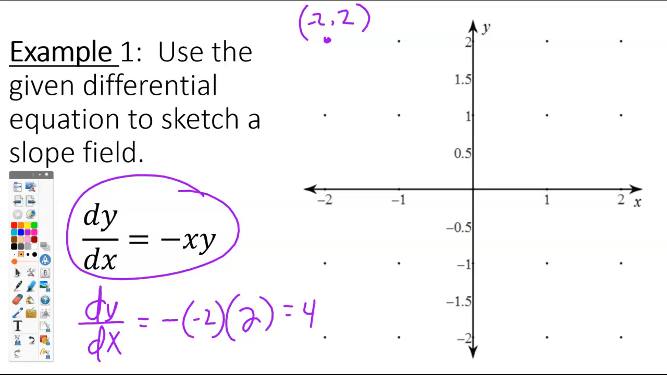Now, here's what I want you to notice. First of all, it's positive, right? So it's going to have an upward to the right slope. So as we go to the right, it's going to slope upwards. And 4 is actually a pretty big slope. So it's going to be a pretty steep line. So I would draw it like this. Now, we're not going to be that picky about just how steep you guys choose to make them, but they should be relative to each other. So what do I mean by that? Well, let's do the next one, and I think that'll help explain it a little bit.